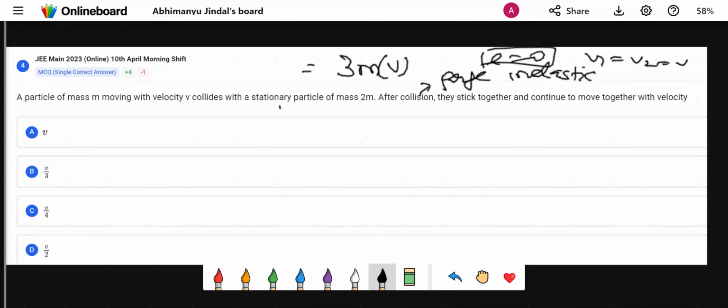So 3m into v equals initial momentum, mass m, velocity v. So therefore, let's say this is v dash. So 3m v dash equals m v, which gives v dash equals v by 3.